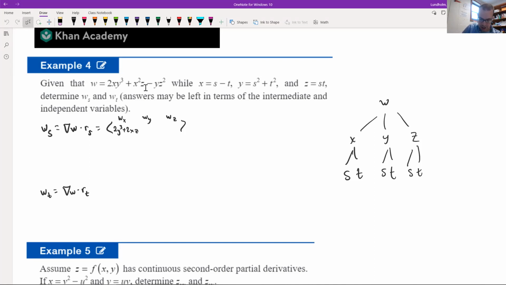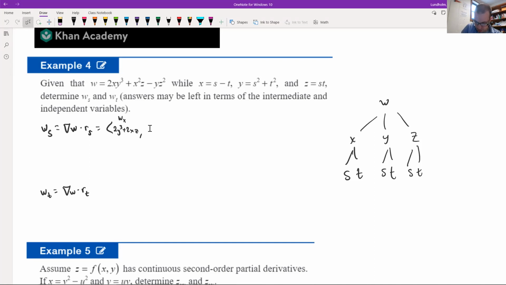so plus 2xz. And I need to erase this because I'm going to run out of room. And then no x's are found over here. So this is just being treated like a constant. It falls by the wayside. So we found the partial derivative of W with respect to X.